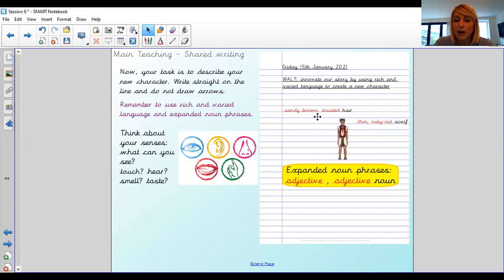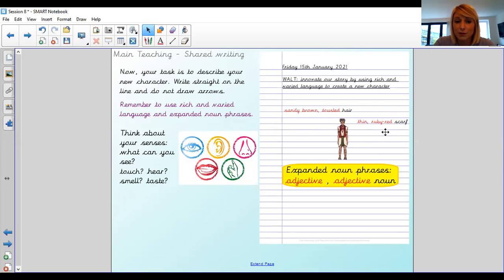So I've got sandy brown, comma, tousled hair. Tousled sort of means scruffy, wavy hair, okay? Don't forget your comma between your two adjectives. You're going to need a comma for your expanded noun phrase. And then I've got thin ruby red scarf, and I used a hyphen for ruby red as well to join those words together. So that's the way I've started mine.